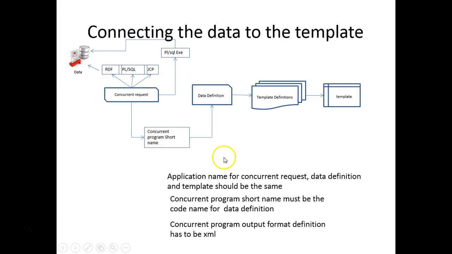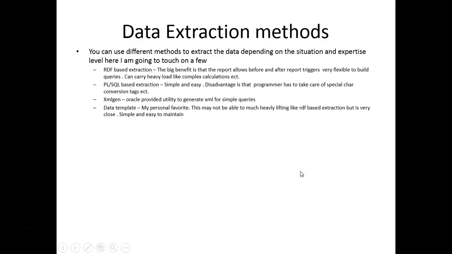Before we go further, let's look at the basics. So we have the concurrent request that's tied to a PL/SQL or Java concurrent program extraction method, which will extract the data from the database. The data is then connected to the template using the data definition by the application short name. The output post processor would receive the output in XML format and will merge it with the template to generate the output.